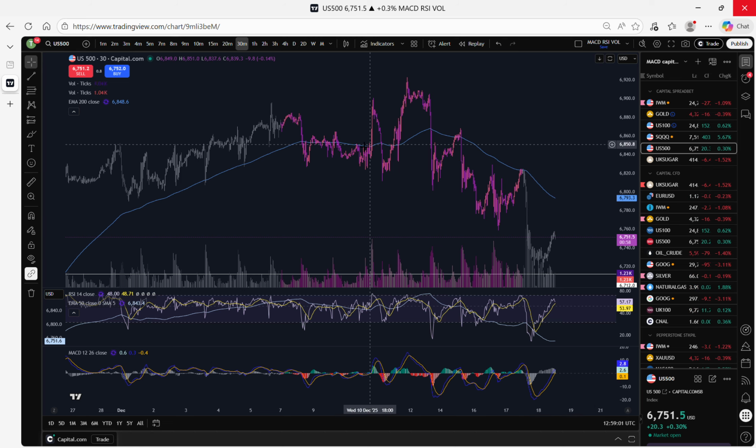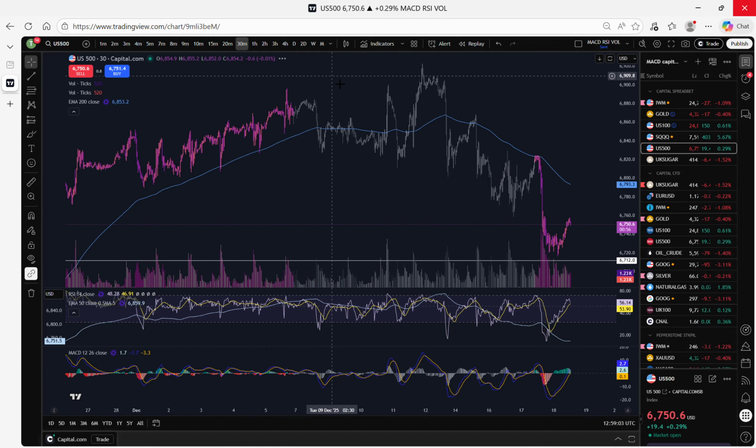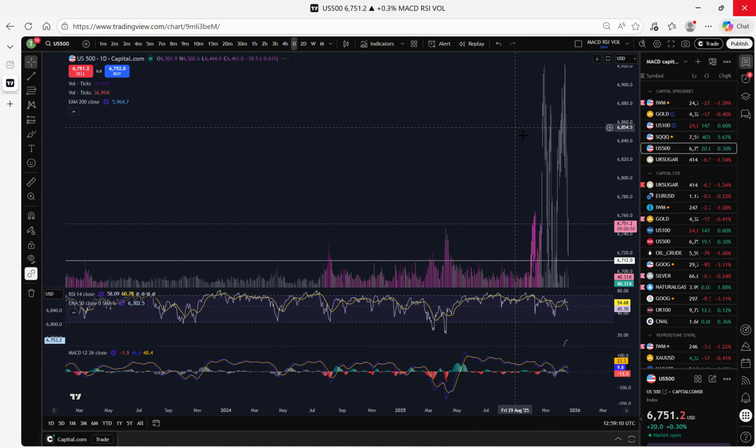Hi guys, so let's talk about support and resistance. I'm going to talk to you about what support and resistance is, how you can identify these levels on a chart, and how they can help you in your trading.